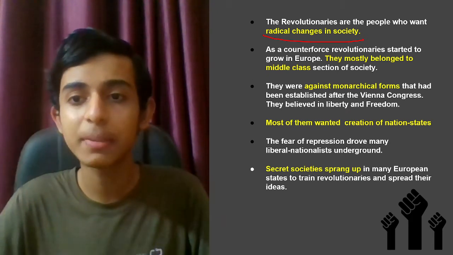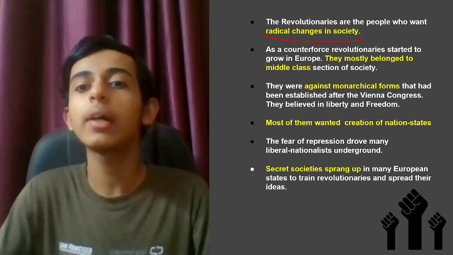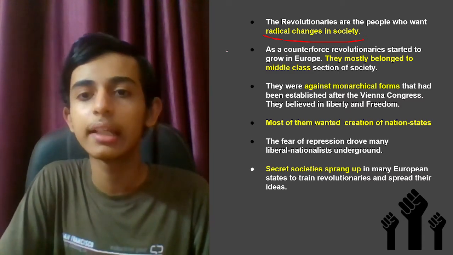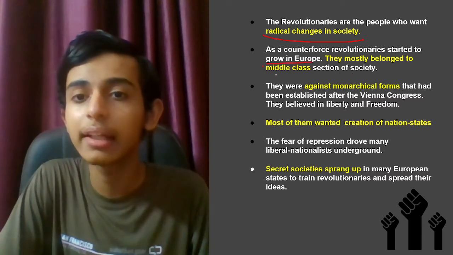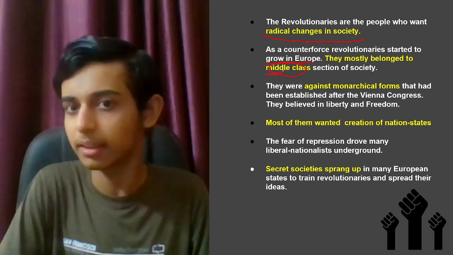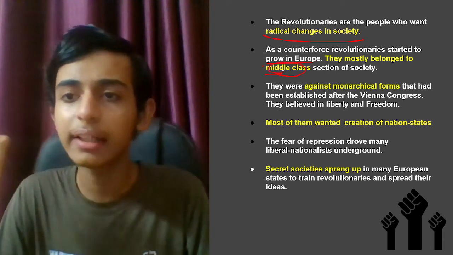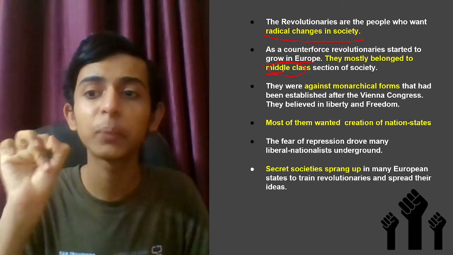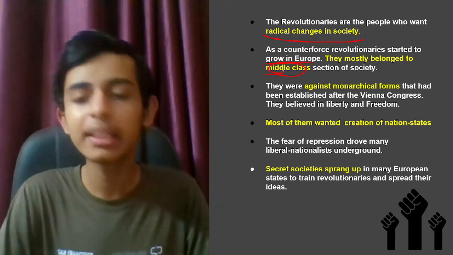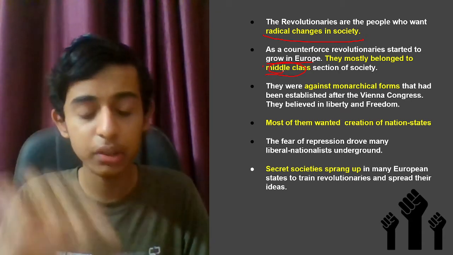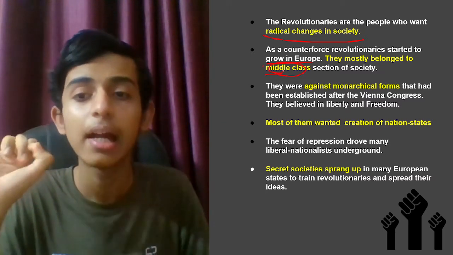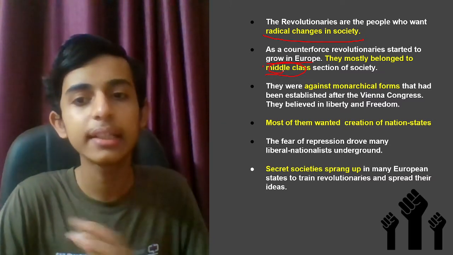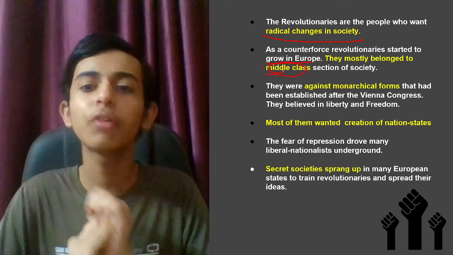They mostly belong to the middle class section of society. So the revolutionaries started to grow and started revolting. Okay? They were against monarchical forms that had been established after the Vienna Congress. They believed in liberty and freedom. So they did not want autocratic monarchs to rule. Instead, they wanted liberty and freedom for all.